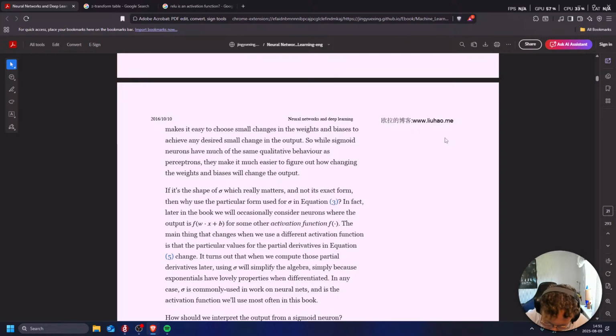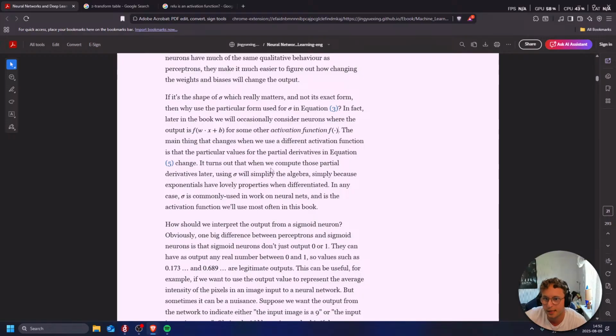Is that the particular values for the partial derivatives in the equation change. Nice. Okay, that's good to know.